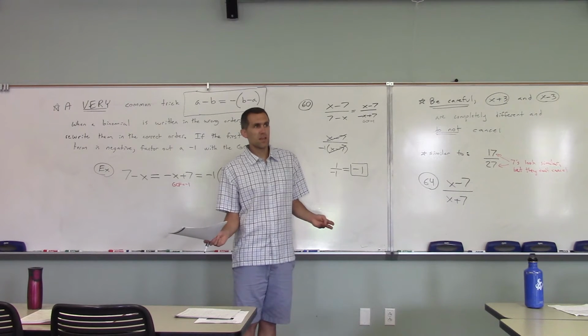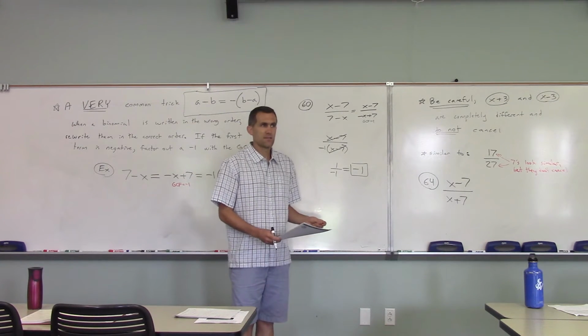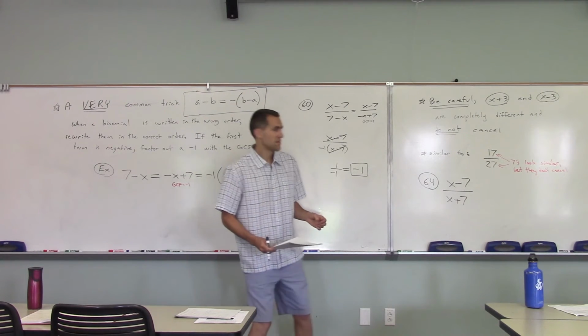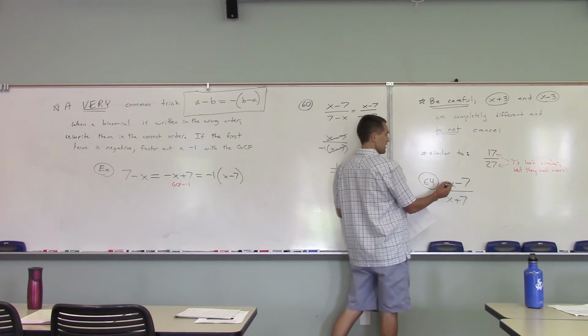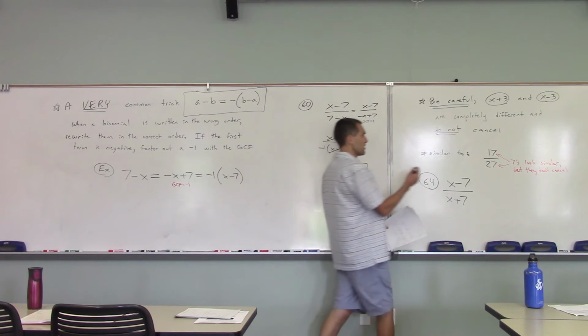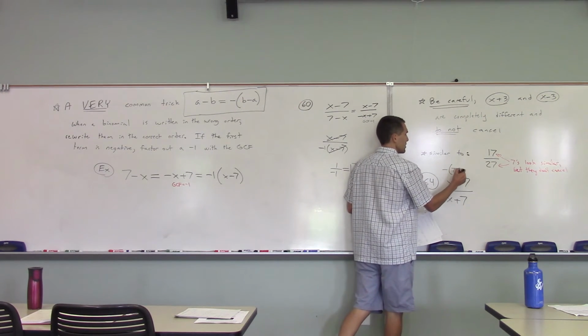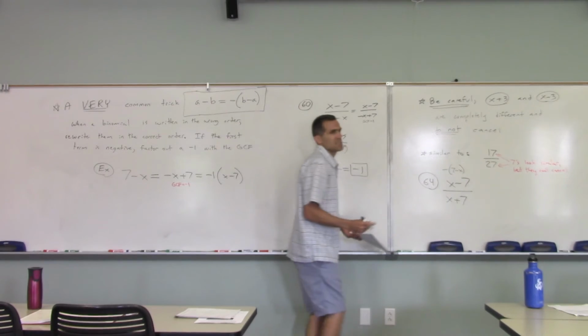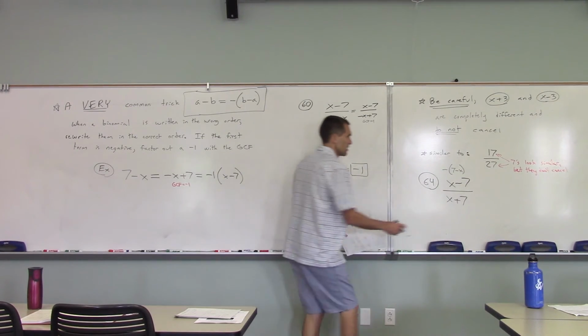How would you simplify that? So you take out the -1, the GCF of the x minus 7. But the first term is positive. And if you did take out a negative, this would be negative 7 minus x. That doesn't help, let's go backwards.